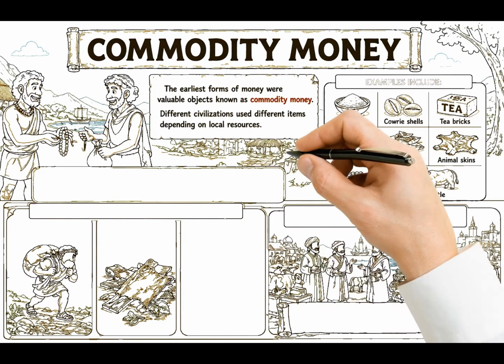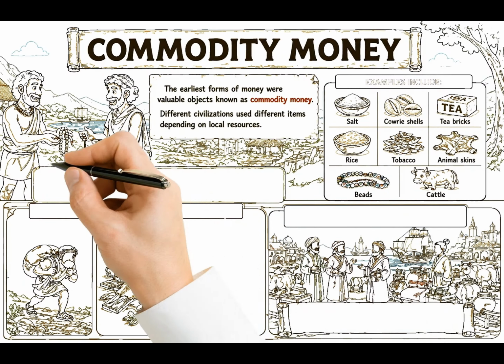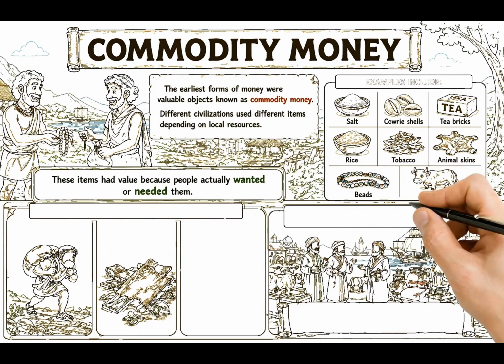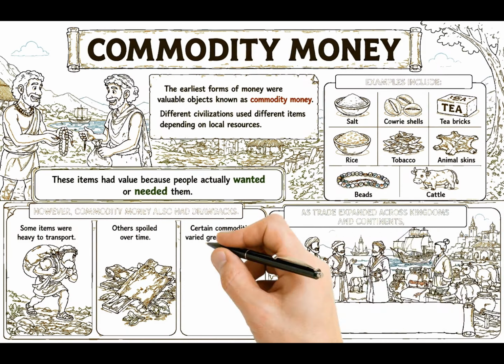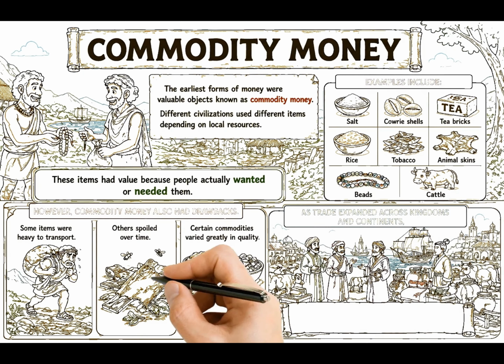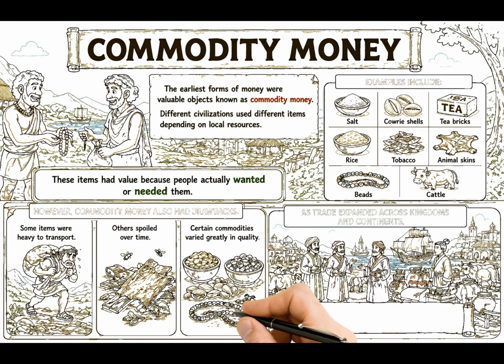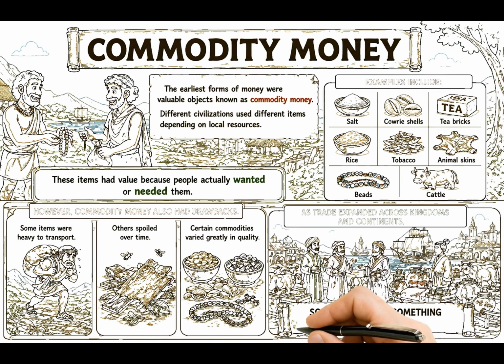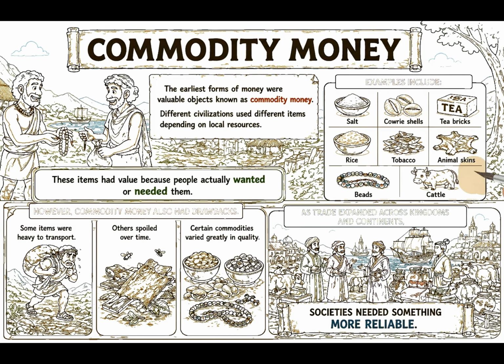However, carrying large amounts of metal was risky and inconvenient. To solve this, ancient China introduced paper money. Merchants deposited their metals with trusted institutions and received paper certificates in return. These certificates could be exchanged for the stored value.